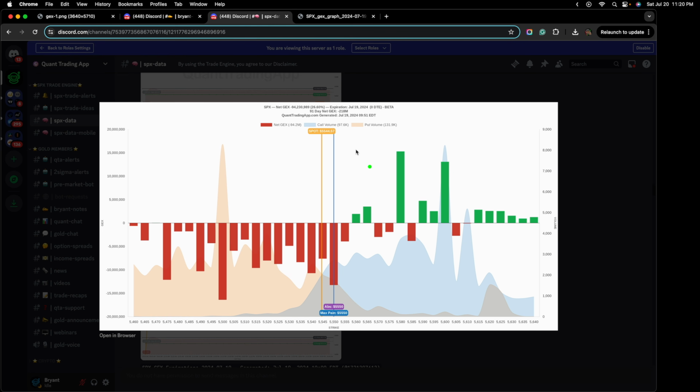To a person with a lot of experience looking at a gamma profile chart, this is very early in the day. You can already digest if price breaks down here, where is it going to head towards? Where is it going to probably bounce back up? If it rejects here, where is it going to want to go back down?